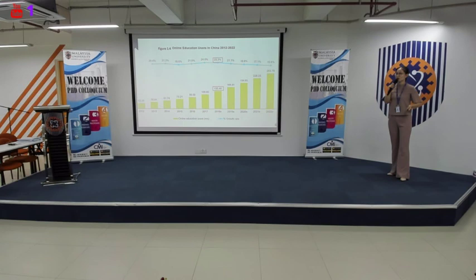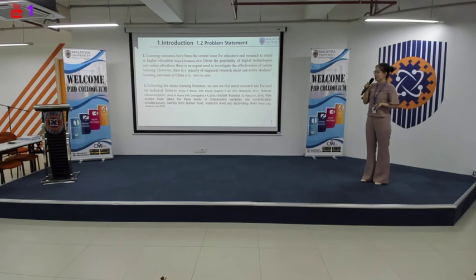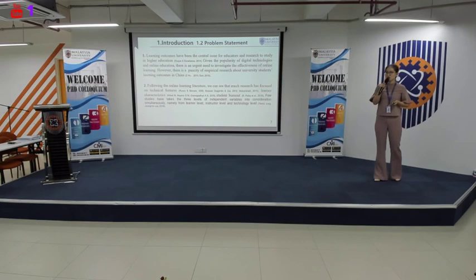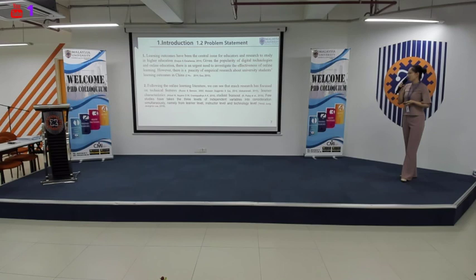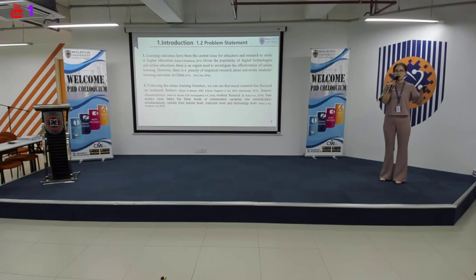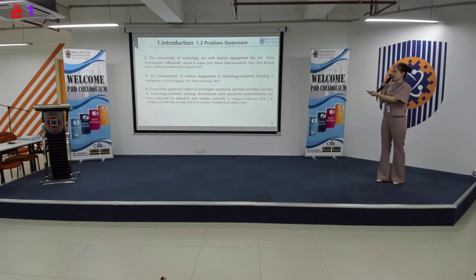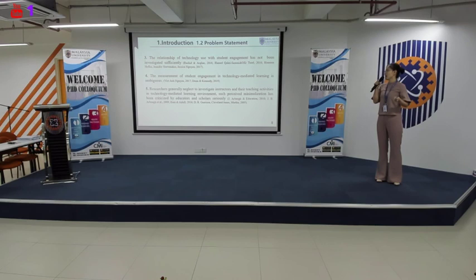Now that we are aware of the background information, let's move into the problem statement. Online education in China has been booming in recent decades with the rise of technology. However, there is still a paucity of empirical research about university students' learning outcomes. Following the online learning literature, we can see many studies are about other perspectives, like students' characteristics or technical features. So few studies have taken three levels into consideration simultaneously: the learner level, the instructor level, and the technology level. Also, the relationship of technology use and student engagement has not been investigated sufficiently.